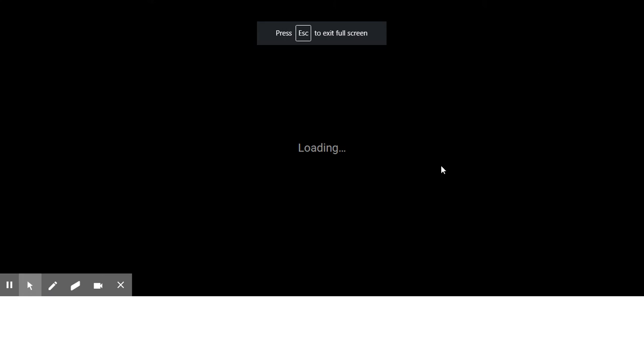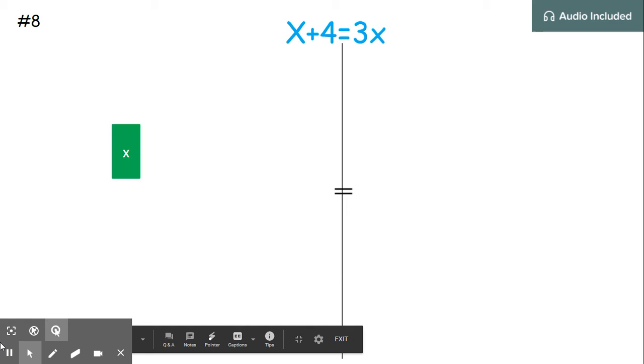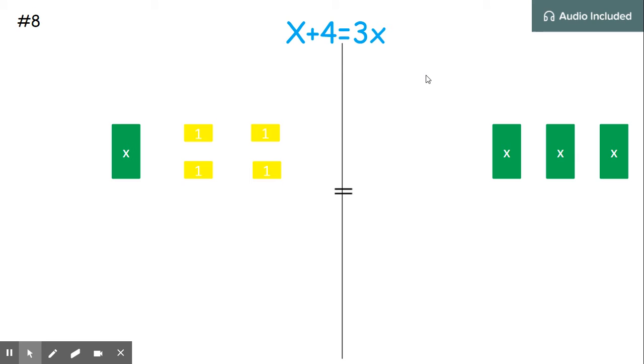So next problem, we have x plus 4 equals 3x. So positive x, green, positive 4 equals 4 yellows, and positive 3x means I need 3 greens. Okay, once again, I'm going to create zero pairs. I want to move my variables with my variables and my constants with my constants. So I'm going to create my zero pairs.